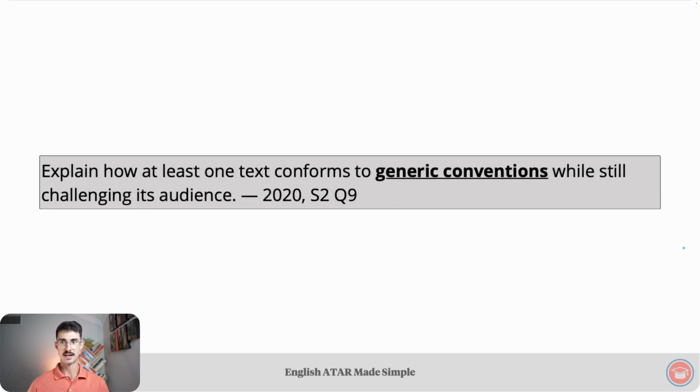What we're about to discuss only addresses the generic conventions part of the question and not the while still challenging its audience part. The purpose of Module 2 is to go in depth on the concepts. The purpose of Modules 3 to 5 will show you how to address every single part of the question. In this lesson, we're focusing on generic conventions, so we're just going to focus on that term in this question.